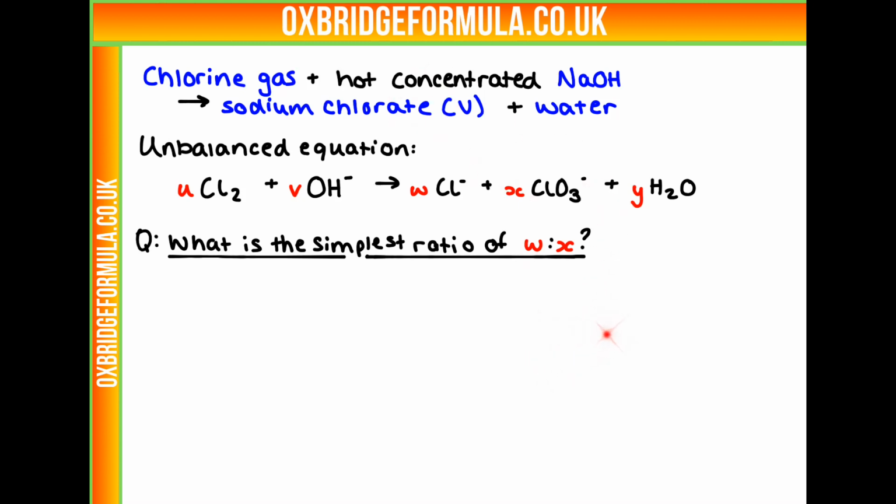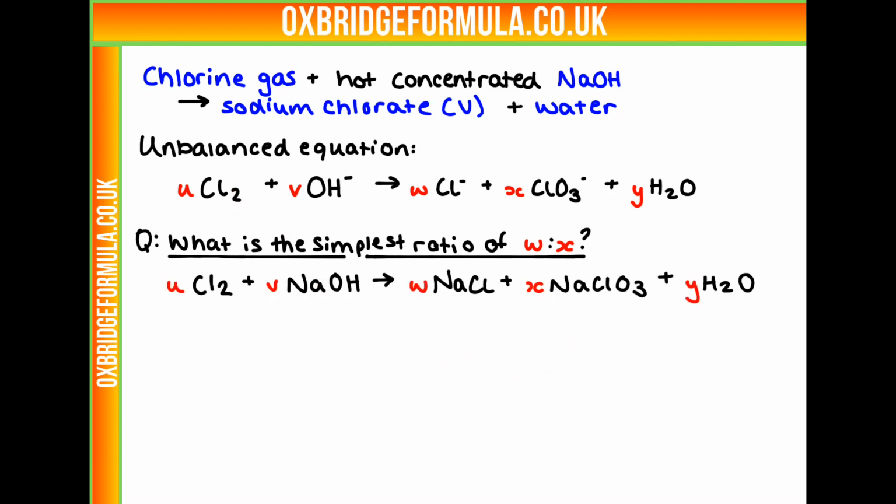There's lots of ways to solve that balanced equation. I'm going to use an algebraic method. So the first step is going to be to write out our full equation. We know some of the coefficients here, so I'm just going to fill them in like that. So we have U Cl2 plus V NaOH goes to W NaCl plus X NaClO3 plus Y H2O.